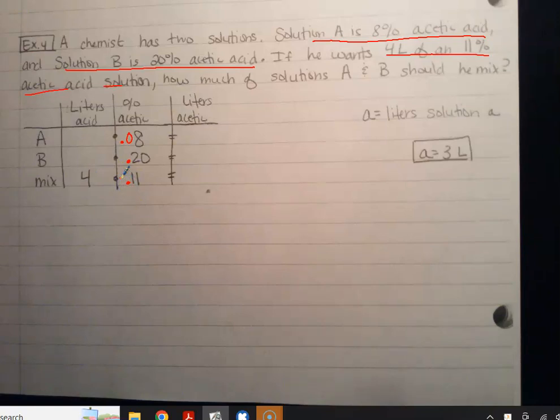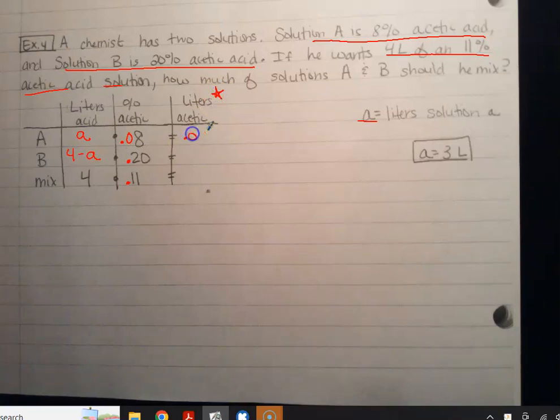Do we know how many liters of A and B? No, but we're going to use A for the liters of solution A. So if this is A, what am I going to put for B? I hope somebody shouted it out, that it's 4 minus A, right? Because we know the total. Now we can fill in our last column by multiplying the first 2.